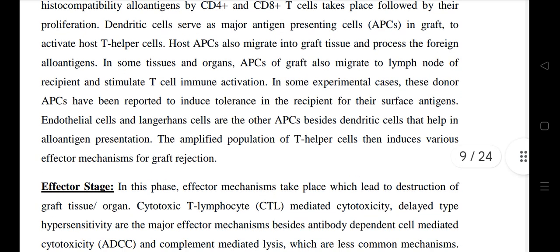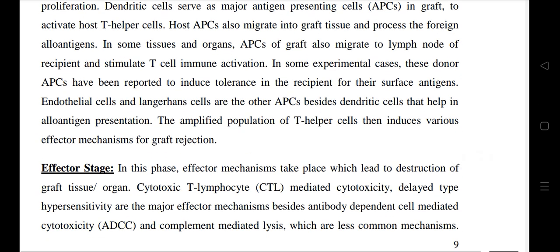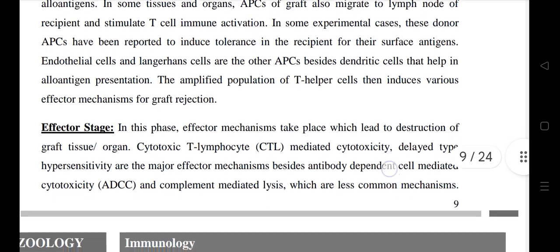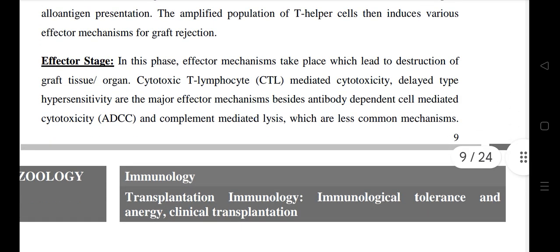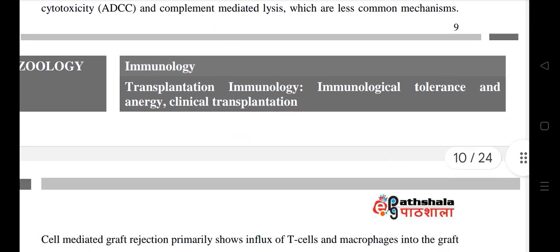They amplify the population of T helper cells that induce various effector mechanisms for graft rejection. Then the effector stage. In this stage, effector mechanisms take place which lead to destruction of the graft tissue or organ. Cytotoxic T lymphocyte mediated cytotoxicity and delayed hypersensitivity are the major effector mechanisms, besides antibody dependent cell mediated cytotoxicity and complement mediated lysis, which are less common mechanisms.